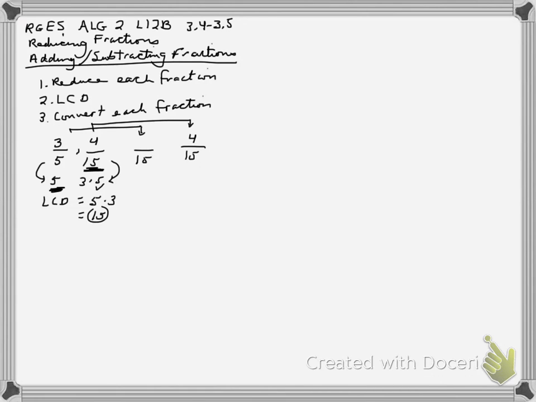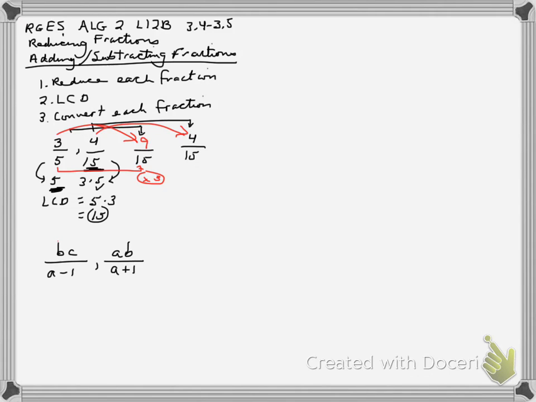The first one, to get from 5 to 15 as a denominator, let me change color here. From 5 to 15 means I need to multiply by 3, and so I will multiply the numerator also by 3. 3 times 3 is 9. So I've converted essentially this one to a new equivalent fraction, and this one stays the same. Let's look at several more examples.